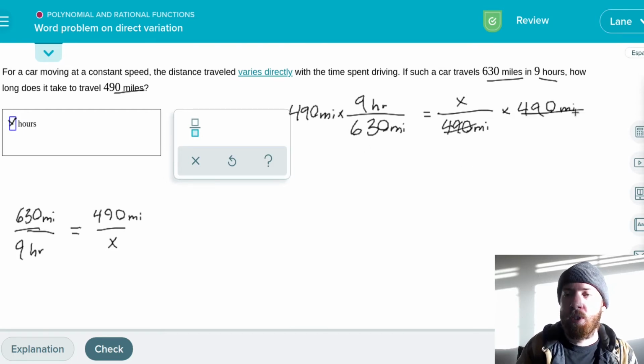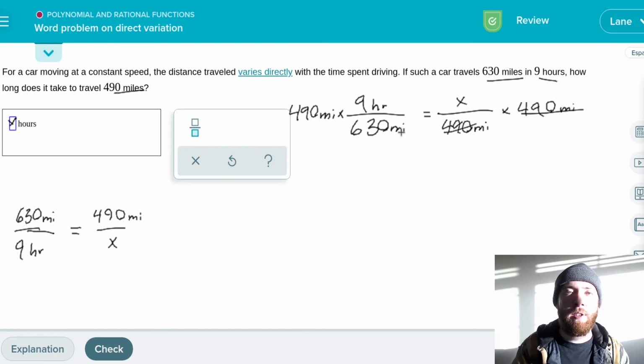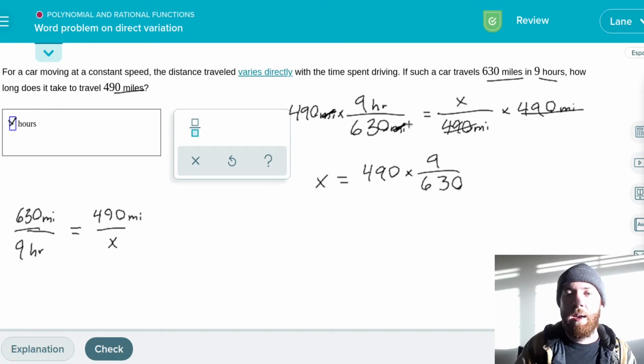Okay, on the right-hand side, those cancel out. On the left-hand side, we have miles on the top and miles on the bottom. So miles, the units miles, are going to cancel out. And our units on the left-hand side now are just hours. So X is going to be equal to 490 times 9 divided by 630 hours, right? Because hours are the only units that we have left here. The miles canceled out. And so that's going to be our answer.